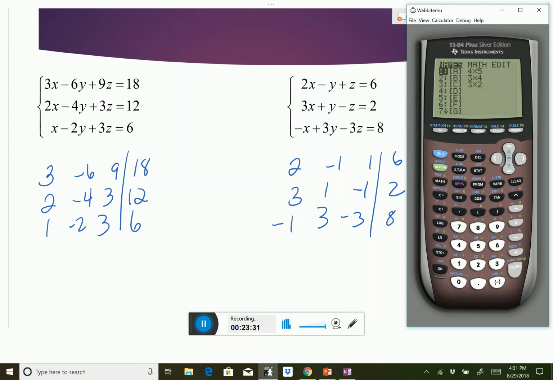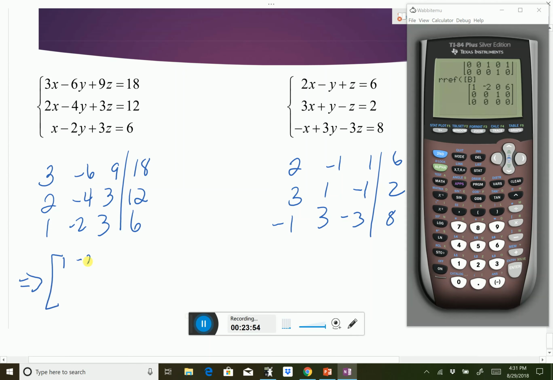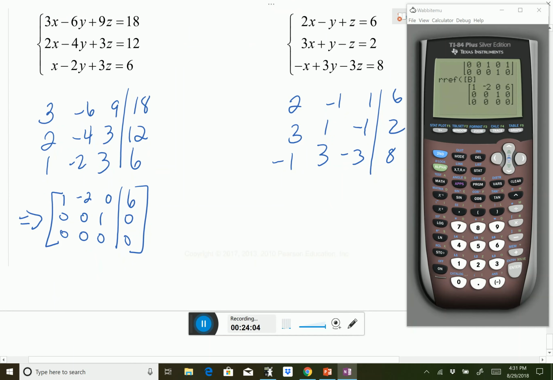I'm going to go to matrix math, and I know where it is now, so I'm going to go alpha apps for B, rref, and I want matrix B, which is the one that I put that one into. Now you see what happened. The row reduced form gave us 1, -2, 0, 6, 0, 0, 1, 0, and 0, 0, 0, 0. So looking at this, what would you think? You end up with 0, 0, 0, 0.